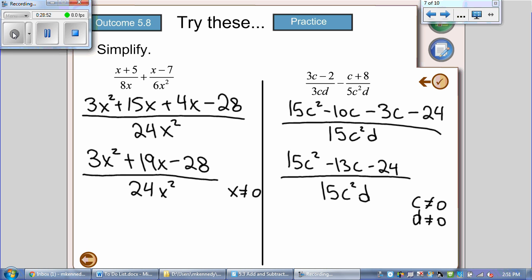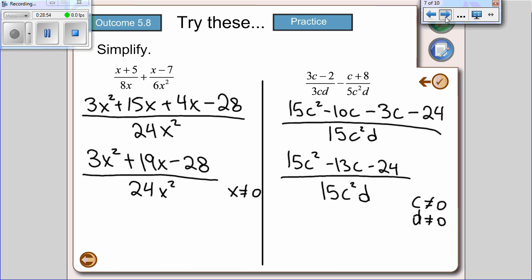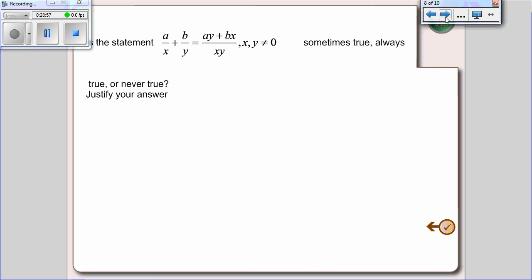Is this statement, so what they did there, the work they showed, is it sometimes true? Is it always true? Or is it never true? I have a question. And it says justify your answer. When it has the x and then the comma y, does it mean that both of them? Right. So x comma y, that's just saying they both can't equal 0. It's just a nicer way of writing it, a little lazier. But you will see that. Yeah, if you want to write it like that, you can write it like that.